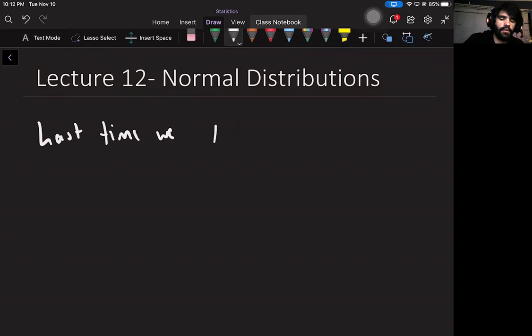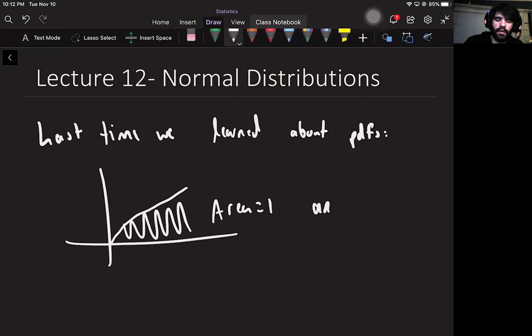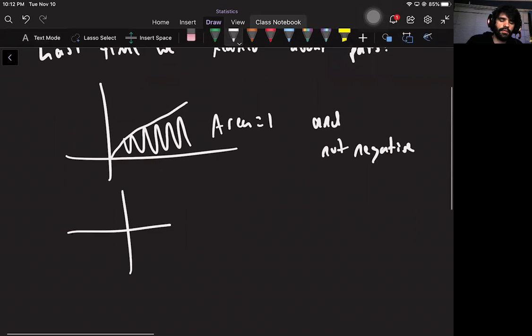So last time we learned about these things called PDFs, which were graphs. It doesn't matter what the graph looks like, it just has to have that the total area equals 1, and it's not negative ever. The graph never dips below the x-axis, so something like this would be bad.